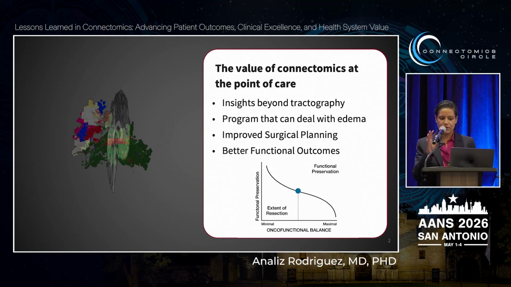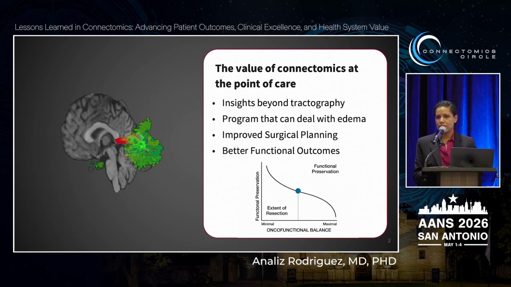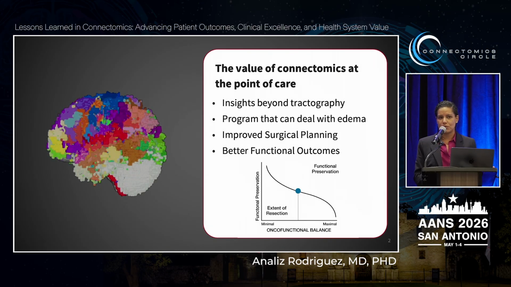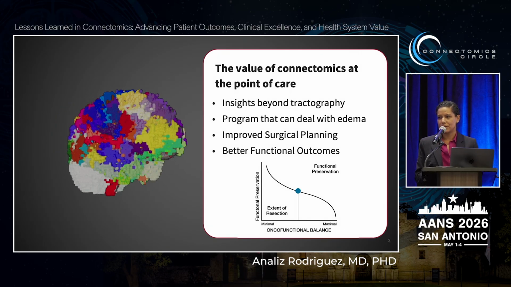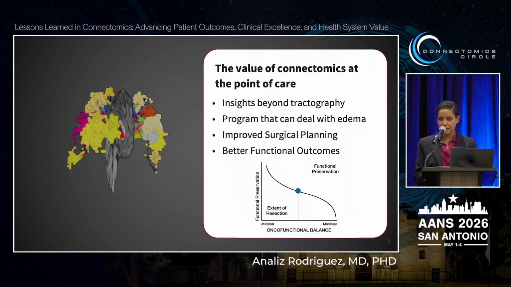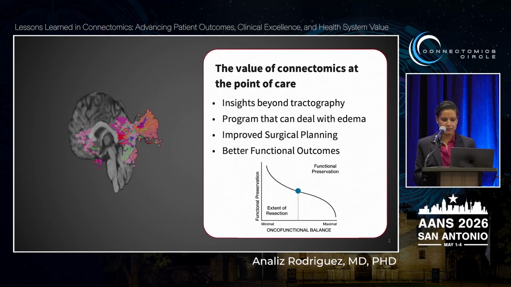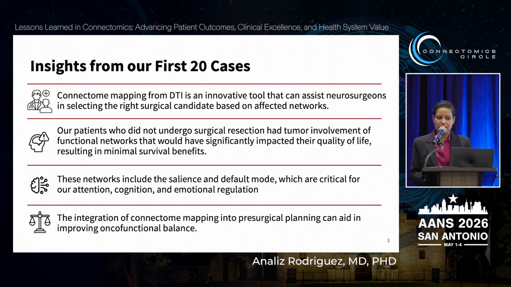And then the other thing is how you integrate this into surgical planning. And we'll talk a little bit about that through some cases and how this leads to better functional outcomes. Our first 20 cases gave us some insights. The main thing is that it helped us identify surgical candidates.